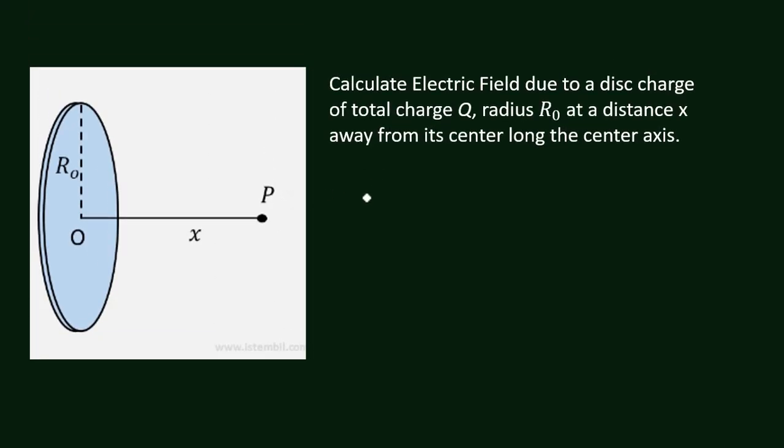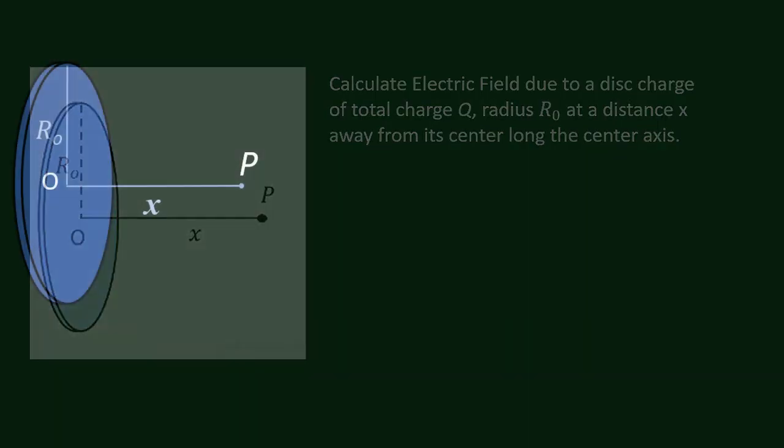Hello all. Here together we're going to solve another electric field problem. We are going to calculate the electric field due to a disk charge that has a total charge Q distributed across its surface, and the radius is given as R0. We're asked to calculate the electric field along the center axis of the disk at a distance x from the center.